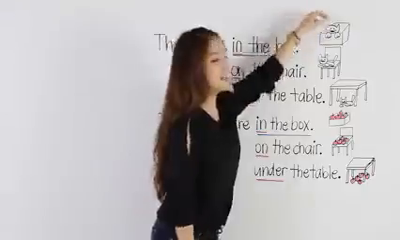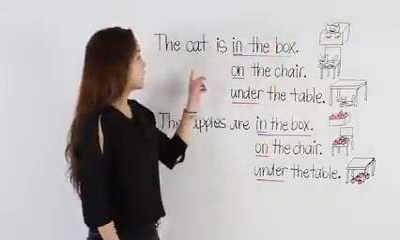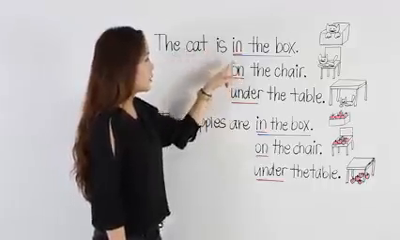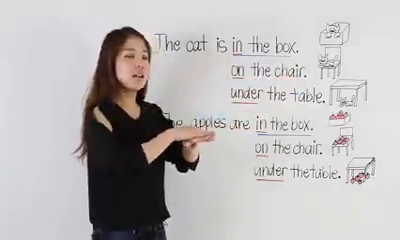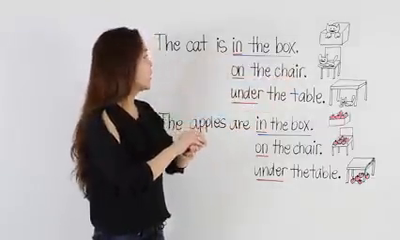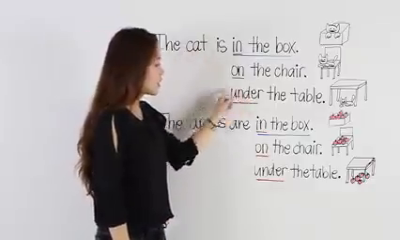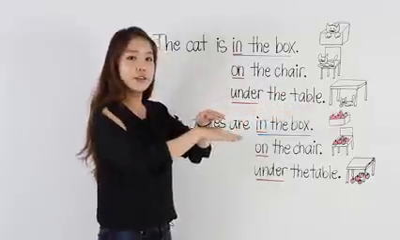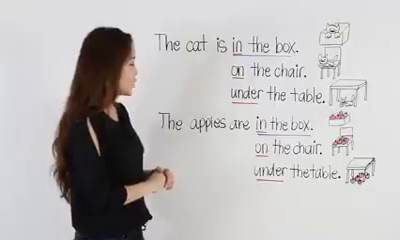He's in the box, in the box. Okay, and the next one, the cat is on, the preposition on, the chair. He's on the chair. Okay, and the next one, the cat is under the table, under the table. Okay, let's look at the next one.